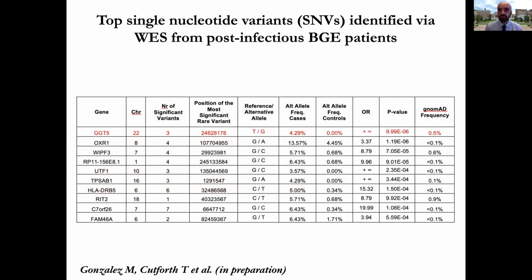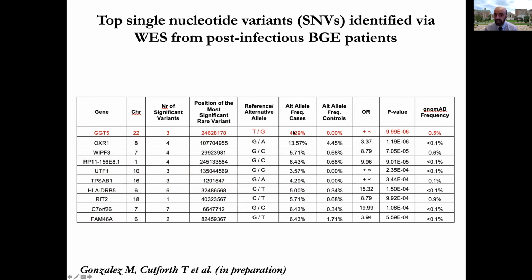Now, we also used a different approach where we looked for the top single nucleotide variants that showed the most significant difference in frequency between the cases and the controls. And to our surprise, again, GGT5 came in the top list. You can see here the name of the gene, the chromosome location, the number of the variants, the position, and then what the mutation is and the frequency.